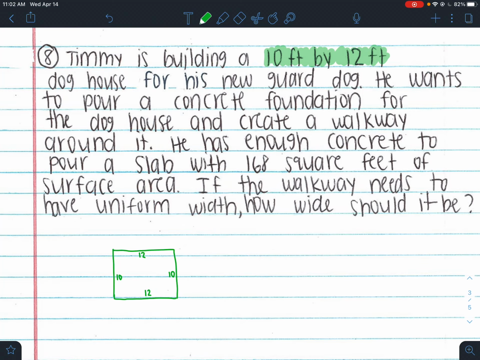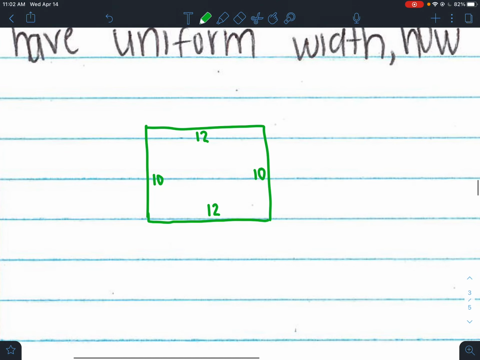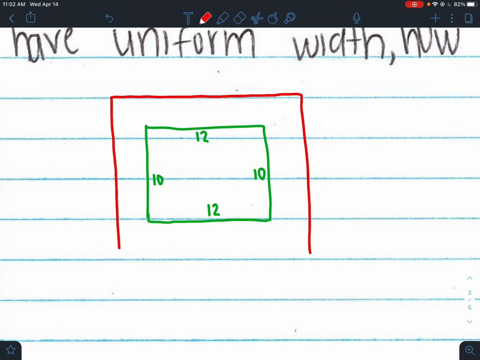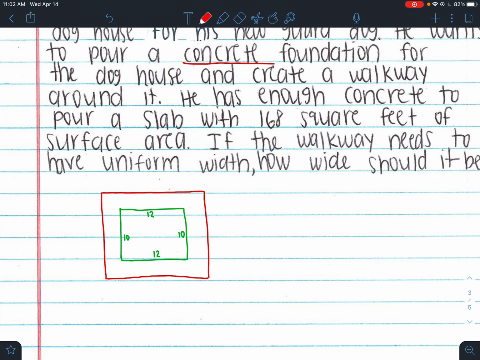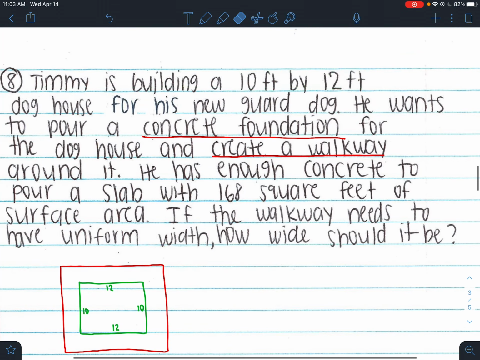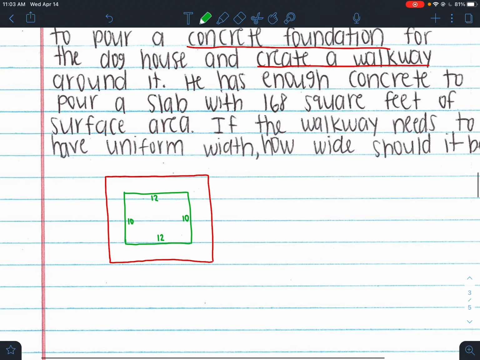Now we know we want to create a concrete foundation and a walkway around it. So underneath this, we're going to have a slab and then a walkway. This red box is going to be under as well as around. So that is the foundation as well as the walkway. I think I might change this back to a green underline. There we go.